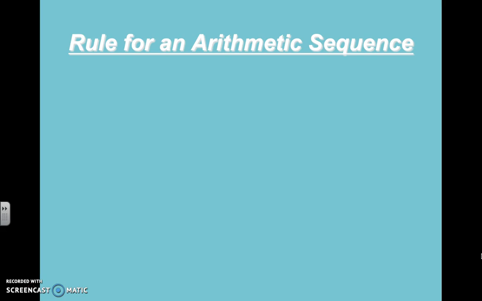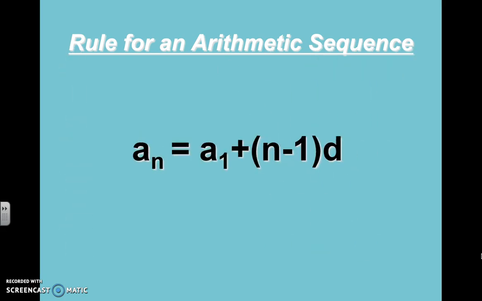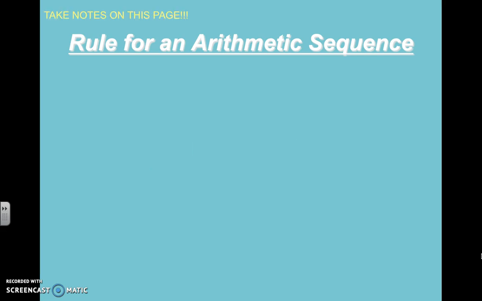Here's the rule for an arithmetic sequence. a sub n equals a sub 1 plus n minus 1 times d. This is a rule that is given to you on your reference sheet, so you do not have to memorize this. How does this work?